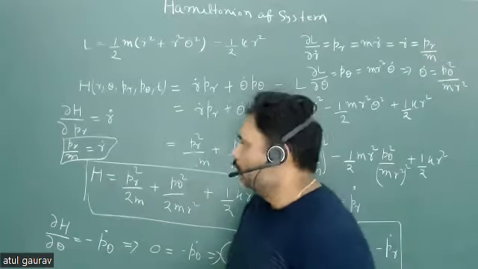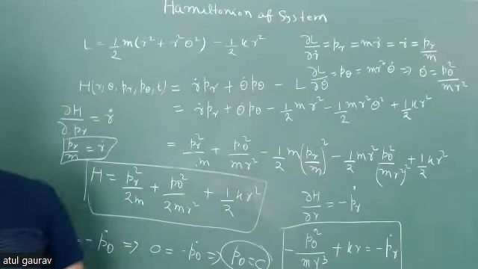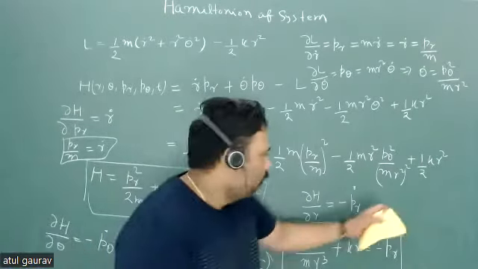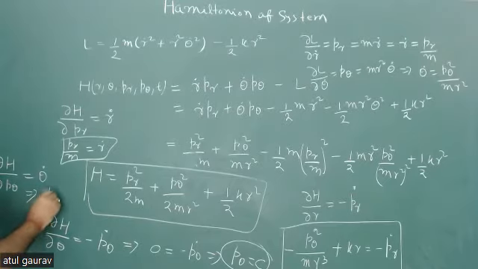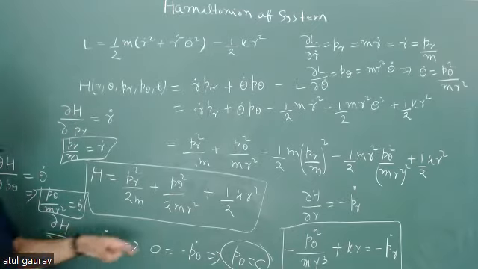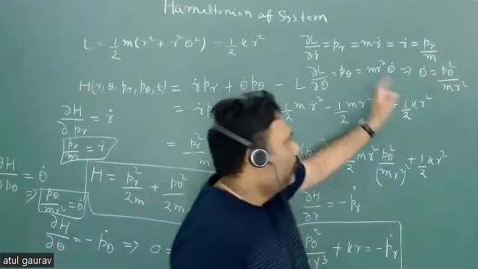And last but not the least, we can use this particular space. Here we have del h upon del p theta is equal to theta dot. From here we find p theta upon m r square is equal to theta dot. So from here, you again get the same equation that we got from here.